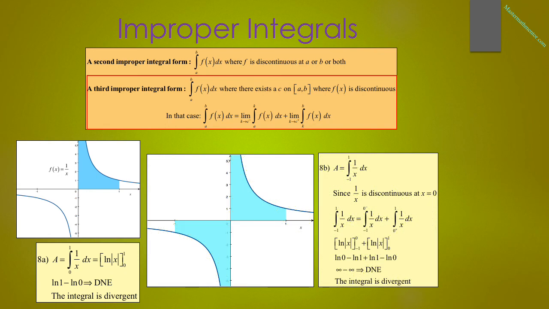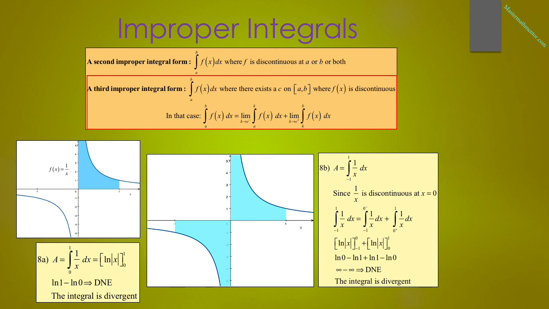Problem 8b is a little trickier. We have the same curve, y equals 1 over x, but we want to find the area bounded by the curve and the lines x is equal to negative 1 and x is equal to 1. So the area is simply the integral from negative 1 to 1 of 1 over x dx. But since 1 over x is discontinuous at x is equal to 0, we must write the integral from negative 1 to 1 of 1 over x dx as the integral from negative 1 to 0 from the left of 1 over x dx plus the integral of 1 over x dx from 0 to the right to 1.